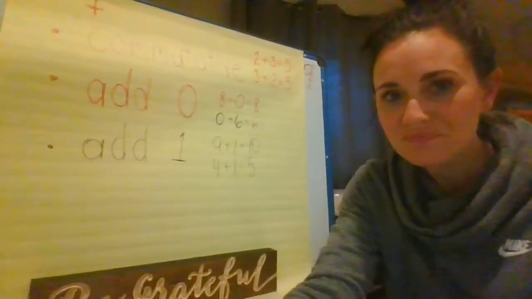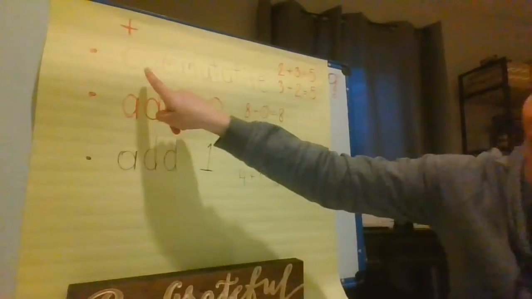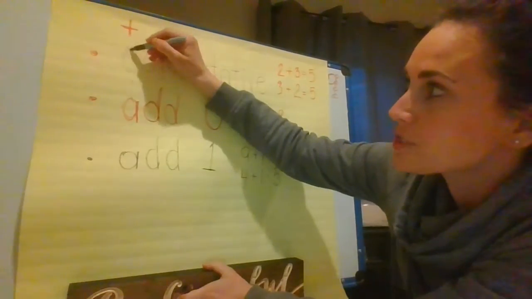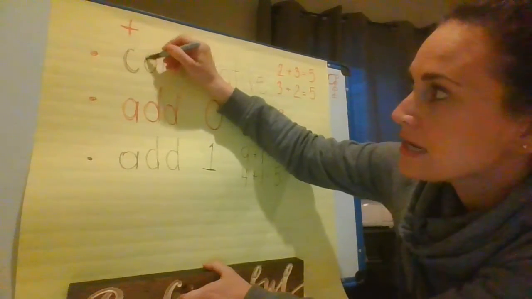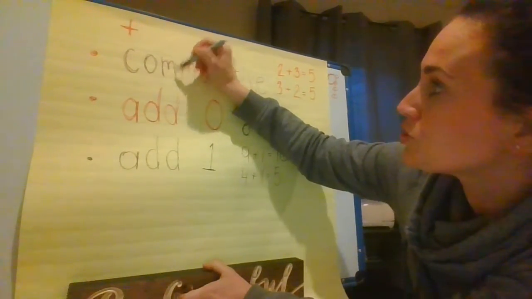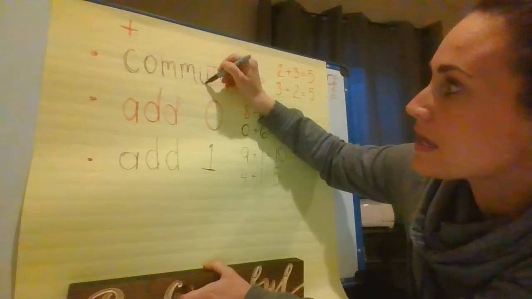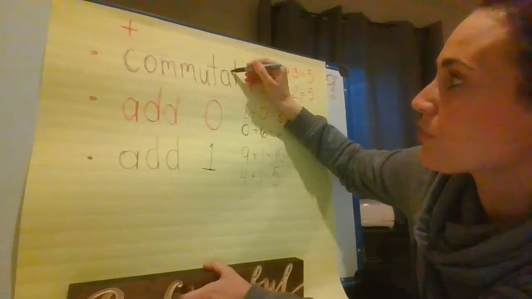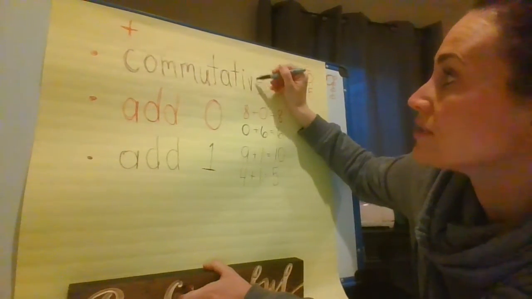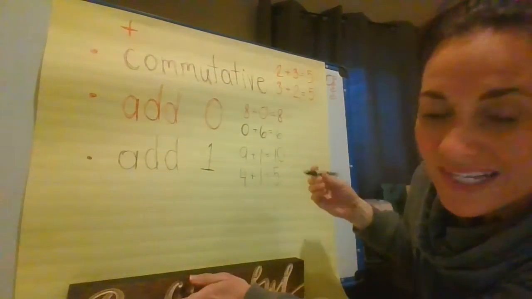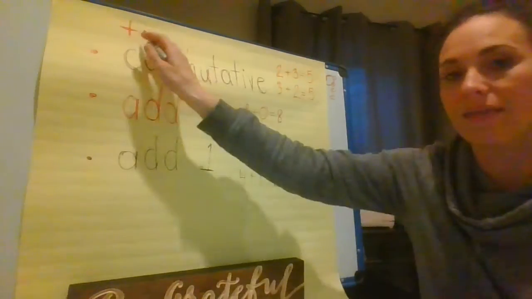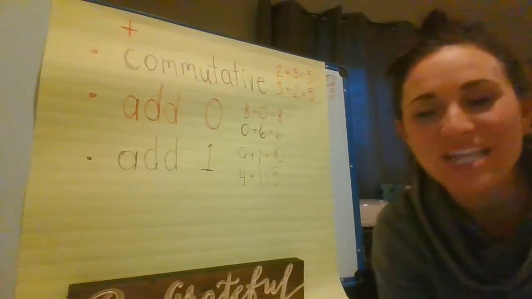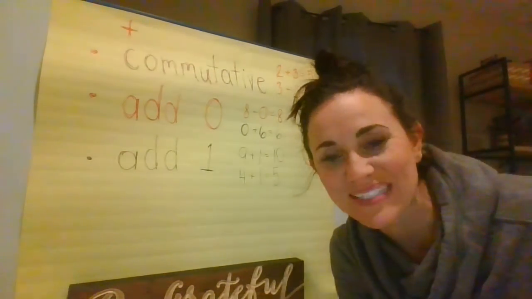So let's review before we get to work. We talked about commutative, and that means numbers can switch spots when we're adding, right? So our example was 2 plus 3 equals 5. And then we can change them around, and 3 plus 2 also equals 5. Now remember, that doesn't work when we're subtracting, just when we're adding. That's why we put that little plus sign up there. When we add 0 to a number, the number stays the same.